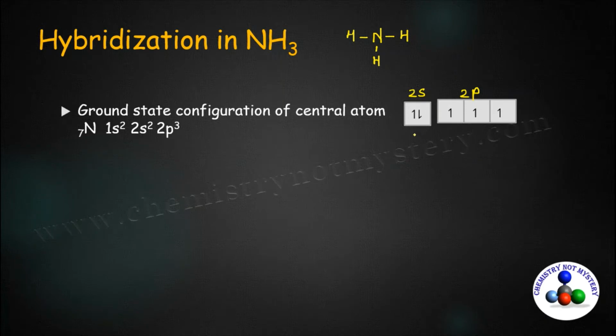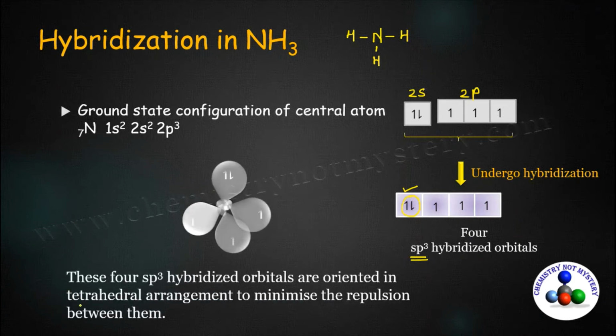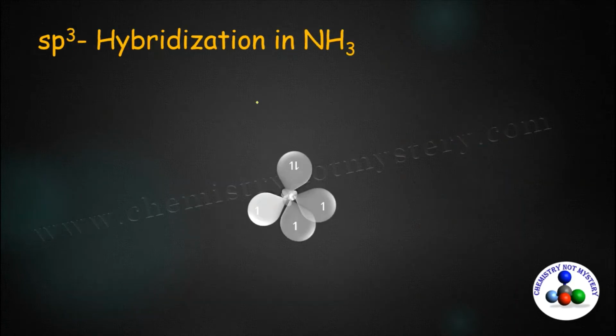You have to include 2s when you hybridize the orbitals of 2p, and thus you will get 4 sp3 hybridized orbitals, in which one of the sp3 hybridized orbitals contains a lone pair of electrons. These 4 sp3 hybridized orbitals arrange themselves in tetrahedral geometry to minimize the repulsion between them.